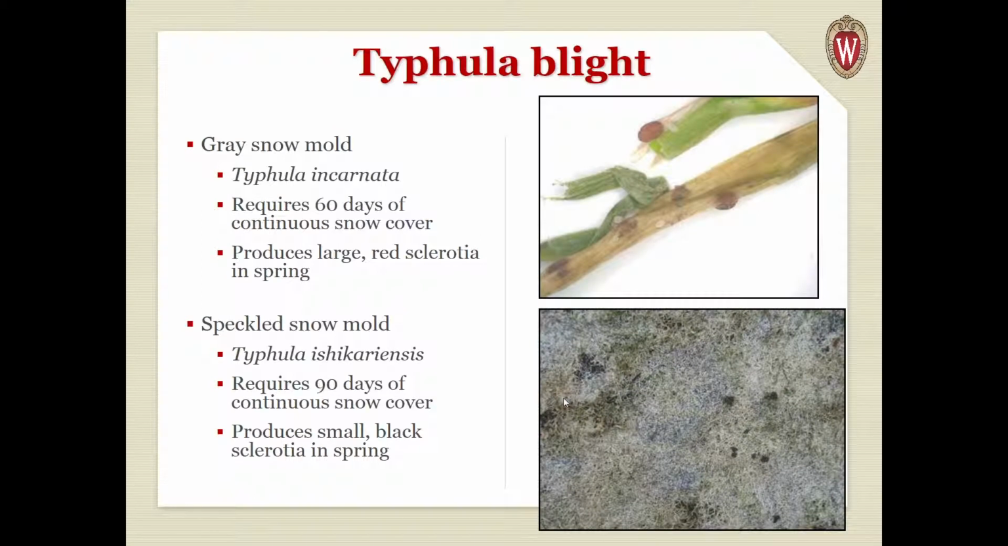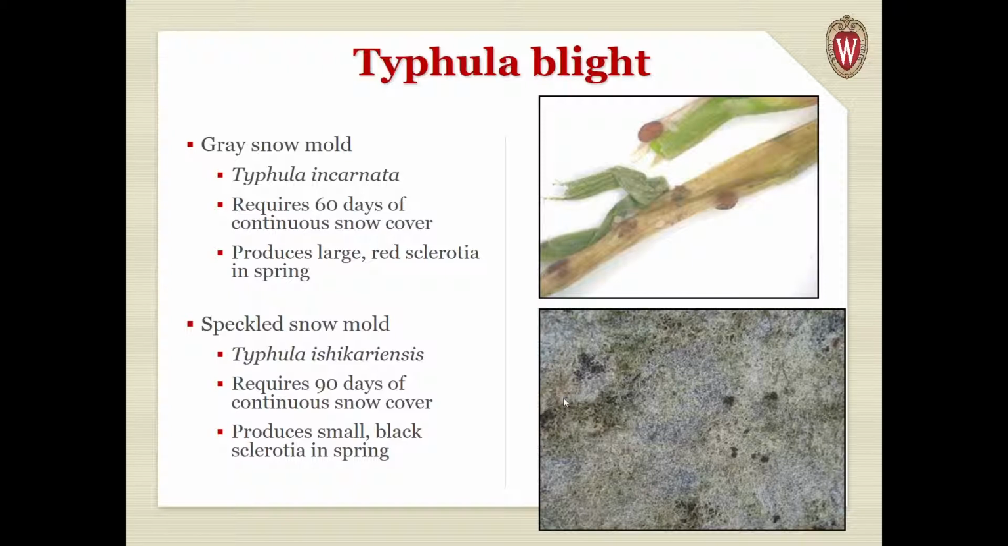All right, so now we'll do a real quick introduction into the various snow mold pathogens. There are 2 Typhula pathogens that cause gray snow mold and speckled snow mold. Gray snow mold is caused by Typhula incarnata. Speckled snow mold is caused by Typhula ishikariensis.